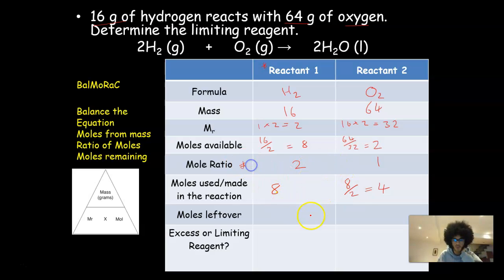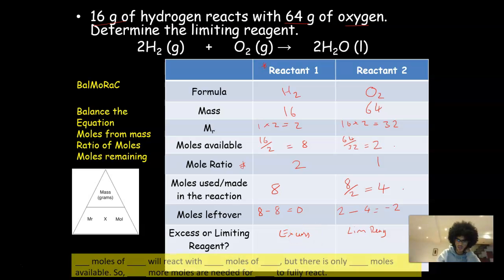This is really important. Therefore, in terms of moles left over, well, I started with 8, I've used 8, I've got 0 left over. However, here, I've started with 2, which is this number, but I've used 4, and that gives me -2. Now, again, I haven't got enough here to react with all the hydrogen. So this is my limiting reagent, and this is excess.